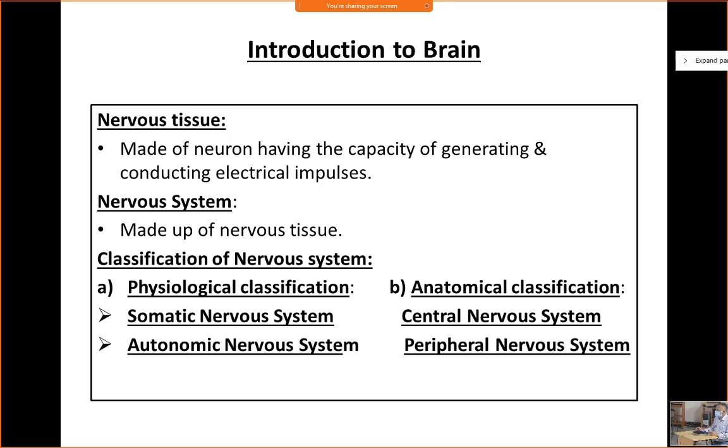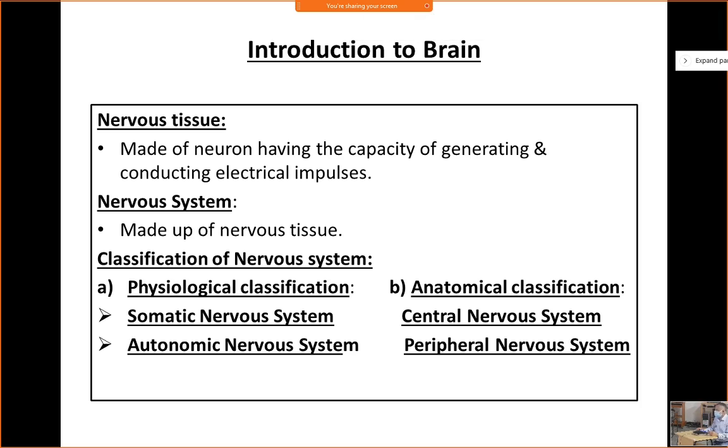So nervous tissue, you already got in histology. It is made up of neurons having the capacity of generating and conducting electric impulses from one point of our body to another point. What type of tissue? It has the capacity of generating and conducting electric impulses. Other tissues have no property like this. Only muscle has the capacity of contractility, but not generating as well as conducting impulses.